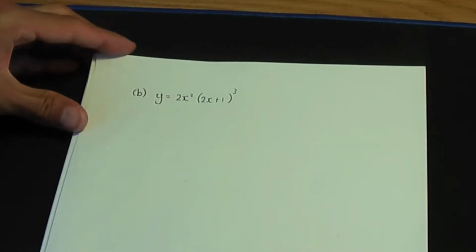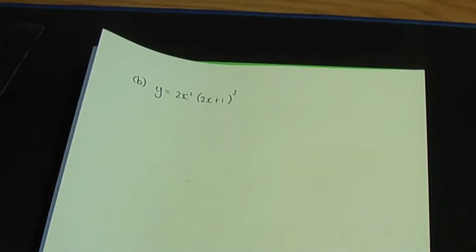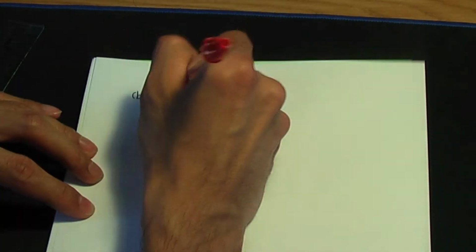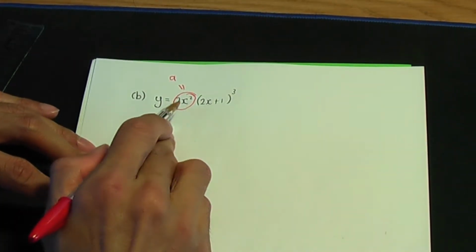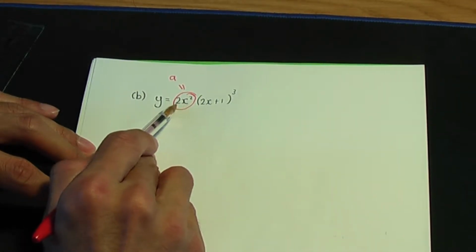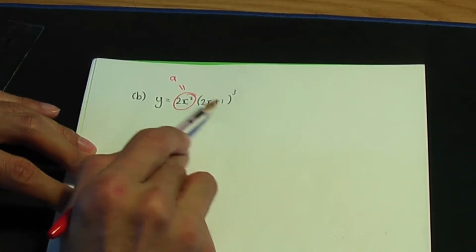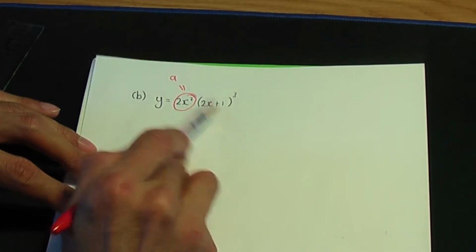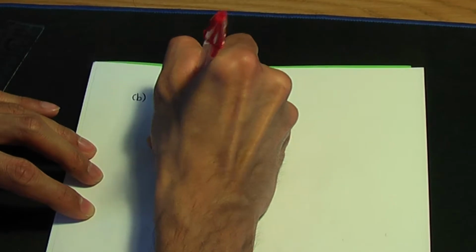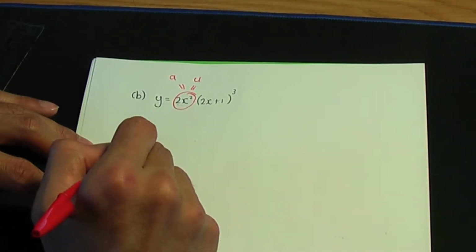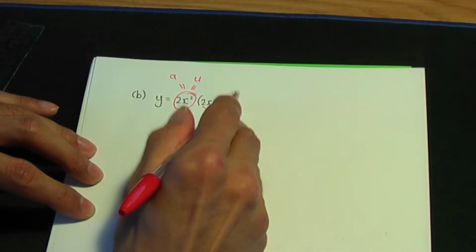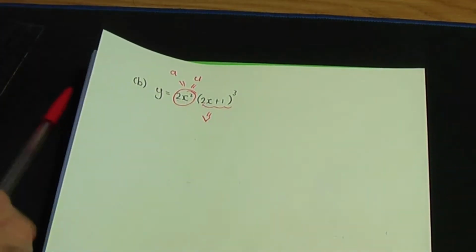So let's have a look at this function carefully. The term in front, our a term, is 2x squared. So our a is not a constant, it's a function of x. Since we have a product of two functions, we're going to apply the product rule. So u, I'll take as 2x squared, and v, the remaining term, is 2x plus 1 to the power 3.